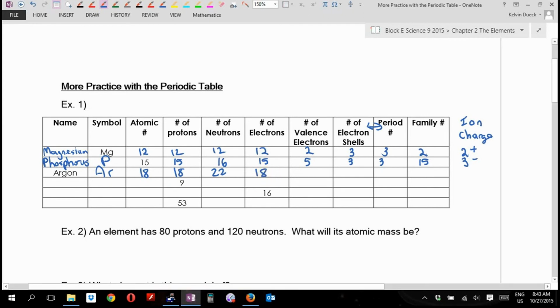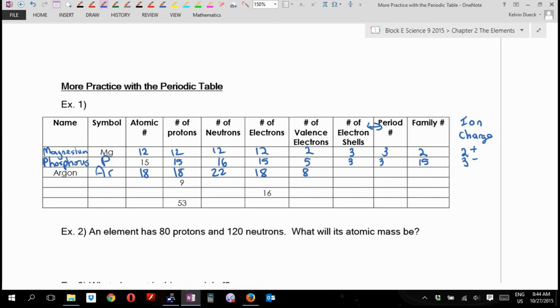18. How many valence electrons? 8. It has a full shell. And because it has a full shell, it's stable. It does not want to react. In fact, everything in that right-hand column has a full valence shell, which means either they don't want to react at all, or if we are going to get them to react, we have to do it in a lab and add a bunch of energy and force it to happen.